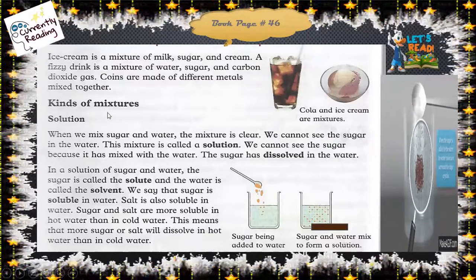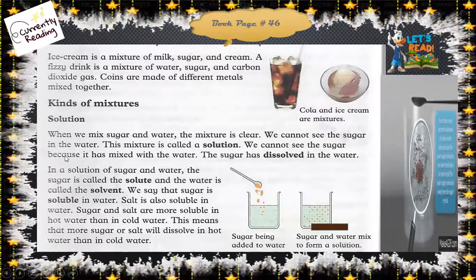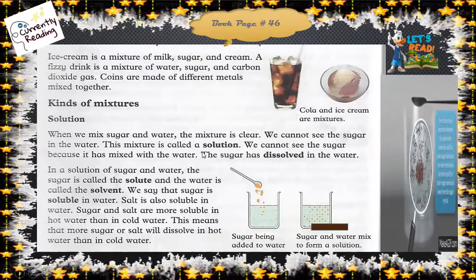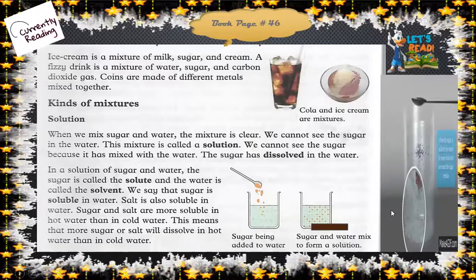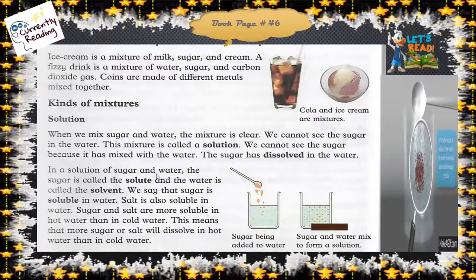Kinds of mixtures. Solution. When we mix sugar and water, the mixture is clear. We cannot see the sugar in water. This mixture is called a solution. We cannot see the sugar because it has mixed with the water. The sugar has dissolved in the water. In a solution of sugar and water, the sugar is called the solute and the water is called the solvent. We say that sugar is soluble in water.